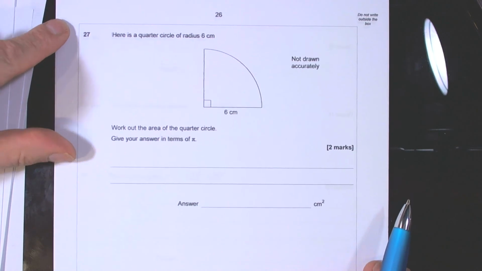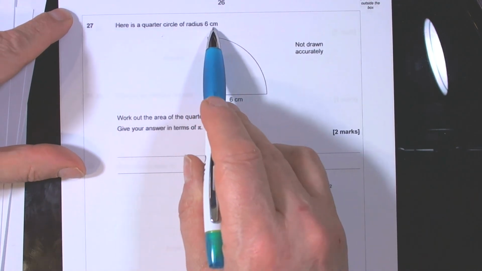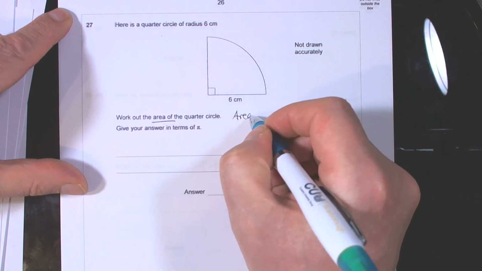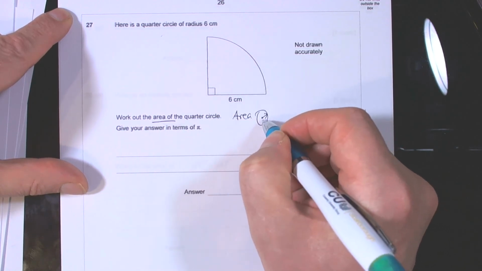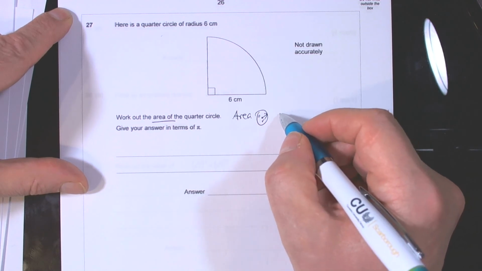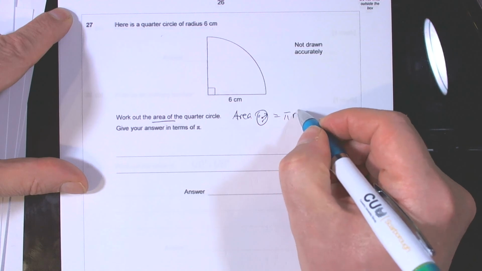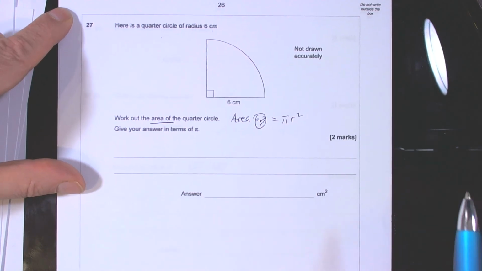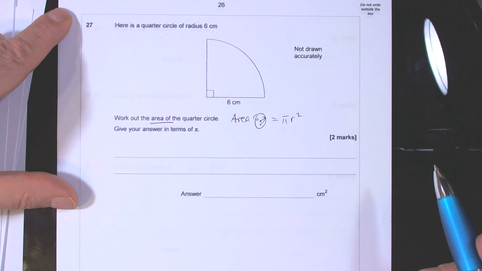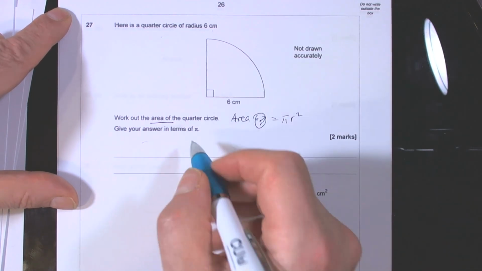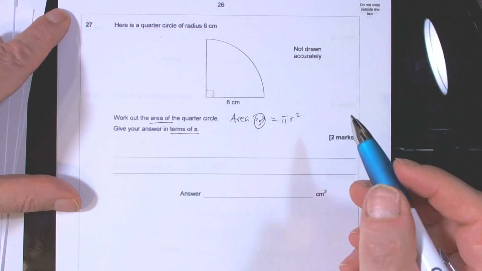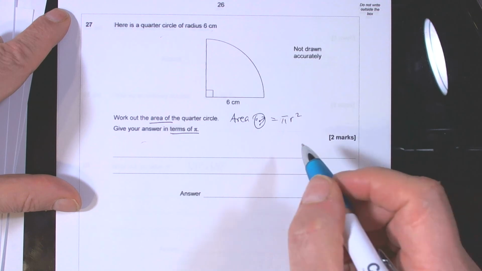Okay, so here we've got a quarter circle of radius 6 centimetres. Work out the area. We know the radius goes from the centre to the circumference, and the area is equal to pi r squared. If we've all listened to our circle song, then we'll know pi r squared sounds like area to me. When I need a circumference, I'll just use pi d. It says give your answer in terms of pi, so that means we want our answer left with pi. We don't multiply by its equivalent 3.14 and so forth.